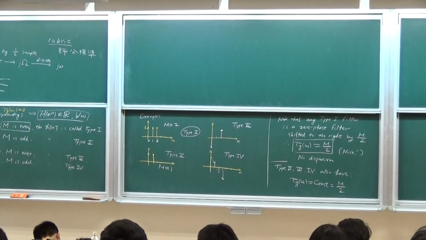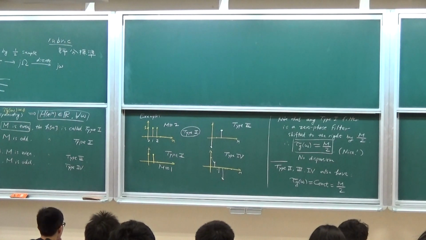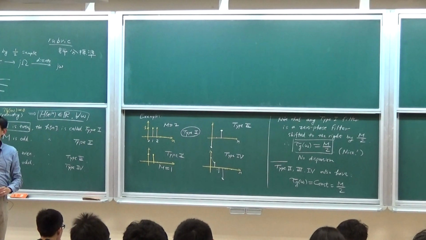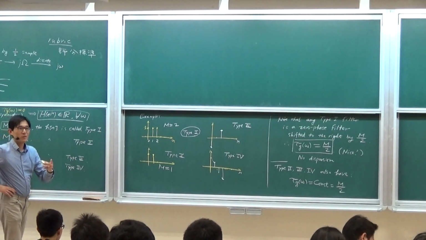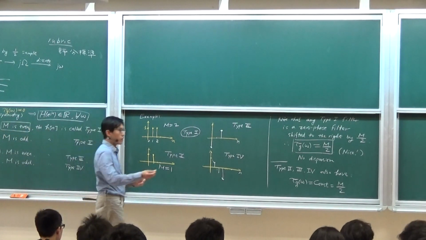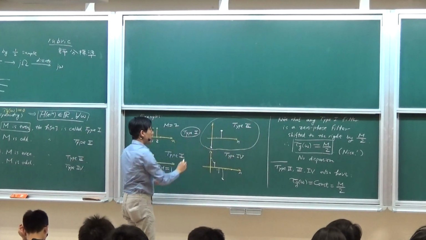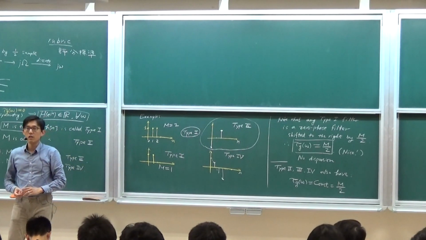So could I test your understanding? Why is type 3 also a constant group delay system? Why does type 3 also have a constant group delay? Discuss with your neighbor, okay? I claim that this filter also has a constant group delay.